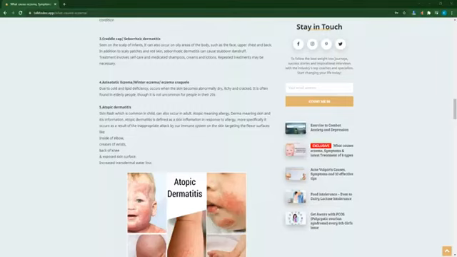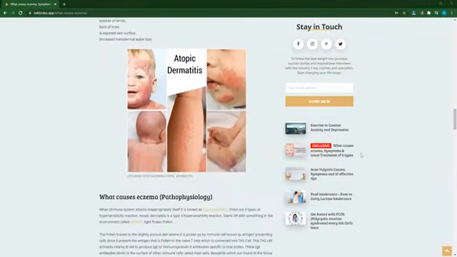5. Atopic dermatitis. Skin rash, which is common in children, can also occur in adults. Atopic meaning allergy, derma meaning skin, and itis inflammation. Atopic dermatitis is defined as a skin inflammation in response to allergy. More specifically, it occurs as a result of the inappropriate attack by our immune system on the skin, targeting the flexor surfaces like the side of elbow, creases of wrists, back of knee, and exposed skin surface. Increased transepidermal water loss. Different sites showing atopic dermatitis.